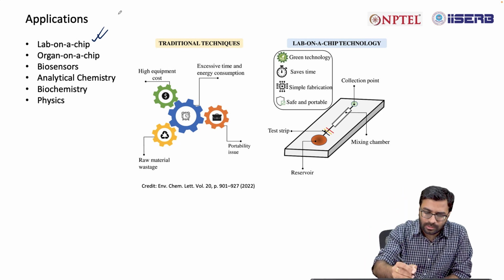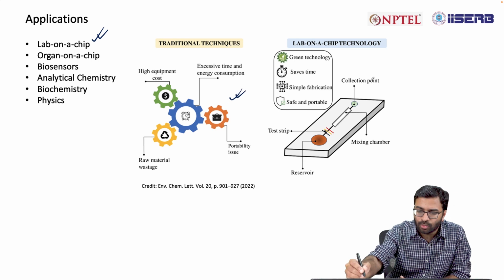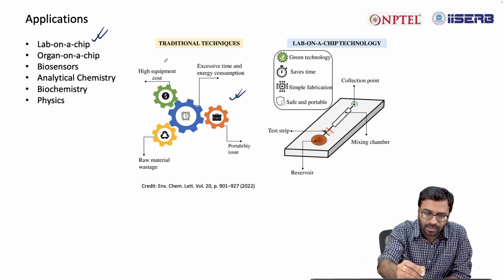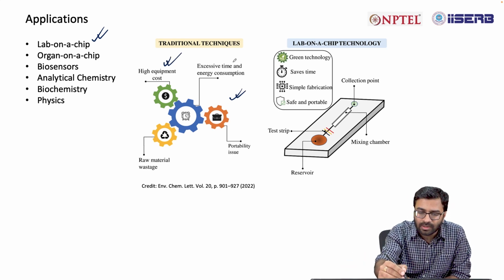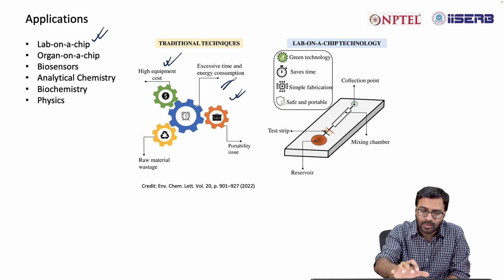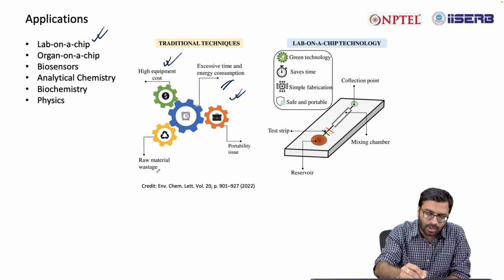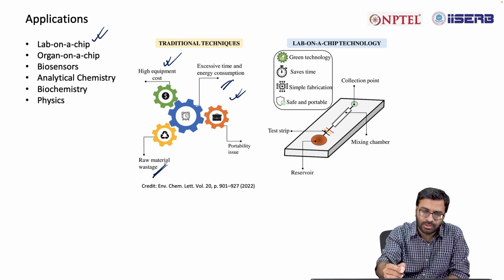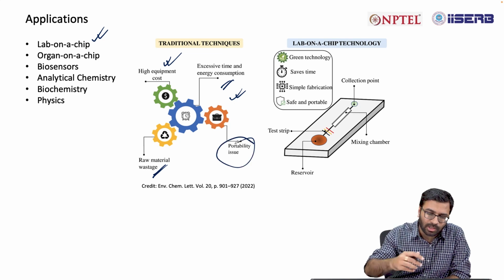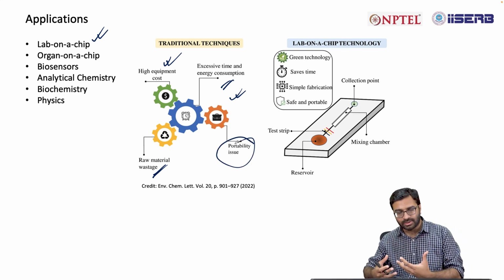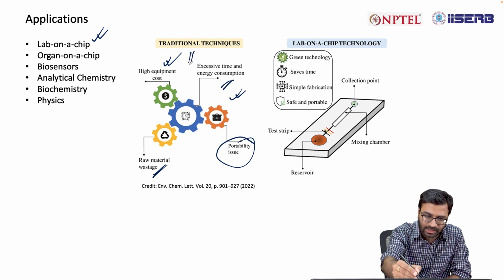So this is what is shown in this picture. For example, you have different high cost equipment, there are different excessive time and energy consumption associated with this particular process. There is a lot of raw material wastage in case of traditional technique. Then there is a portability issue as well. You can't take the entire system to somewhere else. These are the limitations of a traditional technique.